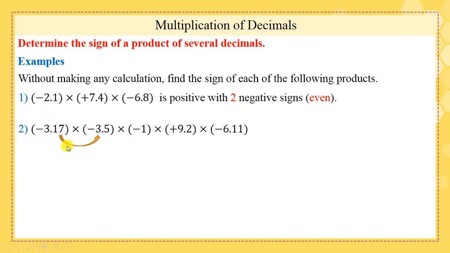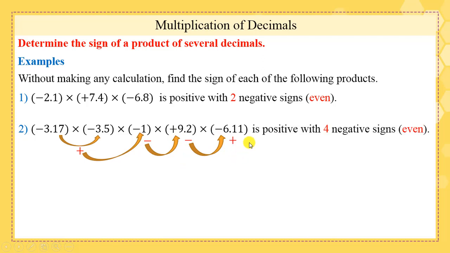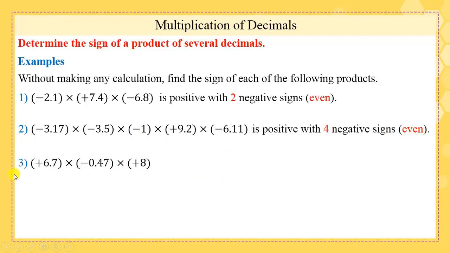Part 2. Negative times negative, same sign, positive. Positive times negative, opposite signs, negative. Negative times positive, opposite signs, negative. Negative times negative, same sign, positive. So the product is positive, and we have 4 negative signs. 1, 2, 3, 4, and 4 is even.